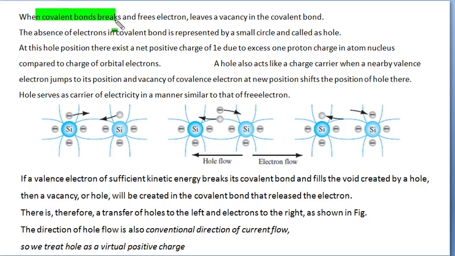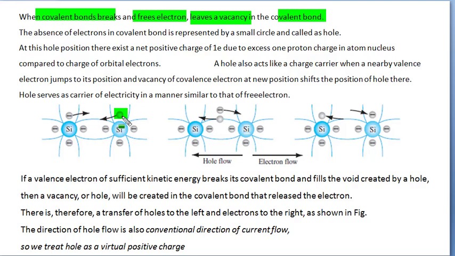When a covalent bond breaks and produces a free electron, that free electron leaves a vacancy in that covalent bonding, and we generally represent that by a small circle, and we call this small circle a hole. Now corresponding to 4 valence electrons, we can assume that silicon has 4 proton charge and this silicon atom is charge-wise neutral. But if there is a vacancy of an electron in a covalent bonding, or there exists a hole surrounding any atom, then that atom has 4 proton charge but only 3 orbital electrons, so it has a surplus positive charge.